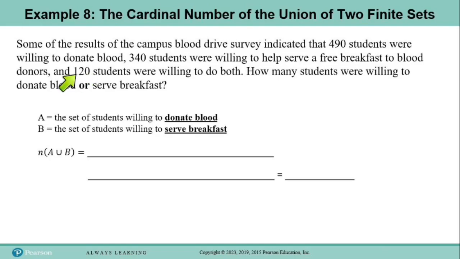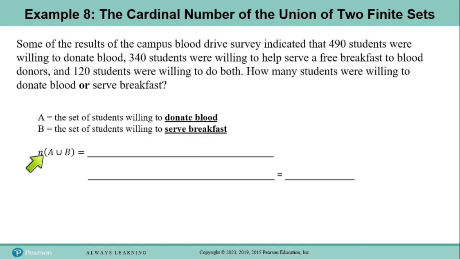Well, the problem is these 120 students who were willing to do both, because this 490 is not the students who were willing to only donate blood. 120 of these 490 were willing to do both. See, the 120 are counted in here, but they're also counted in here. So that's where our formula comes in. Let's let set A represent the set of students who are willing to donate blood, and let's let set B represent the set of students willing to serve breakfast.